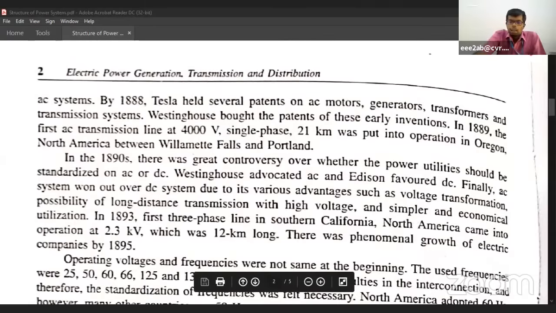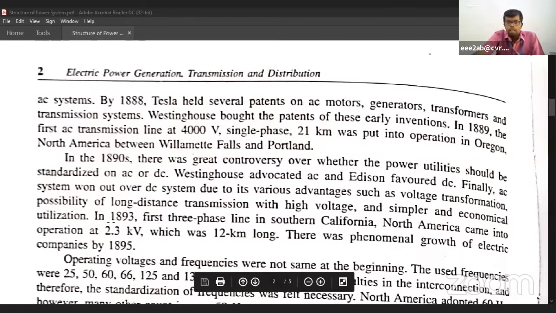In 1893, the first three-phase line in southern California, in North America, came into operation at 2.3 kilovolt. This is the first three-phase line, in the 1890s. In 1889 they first transmitted, so that is the starting of AC power. That was 4,000 volts, a 4 kilovolt line.